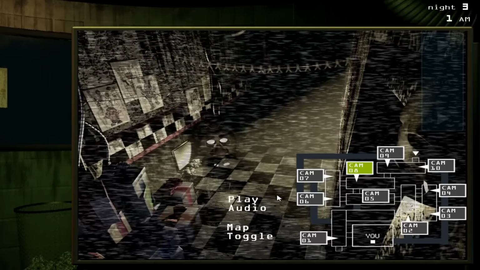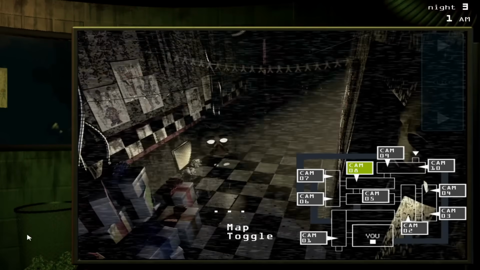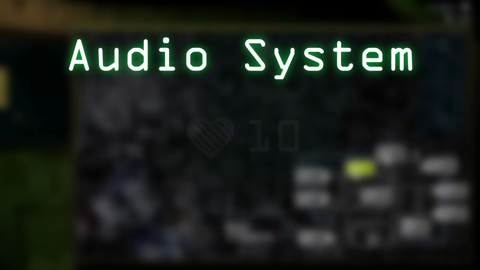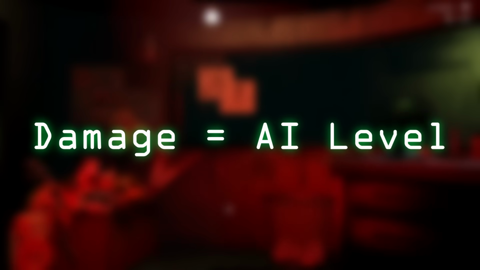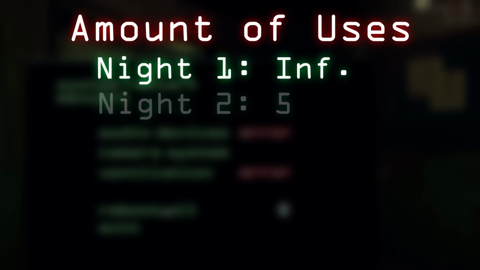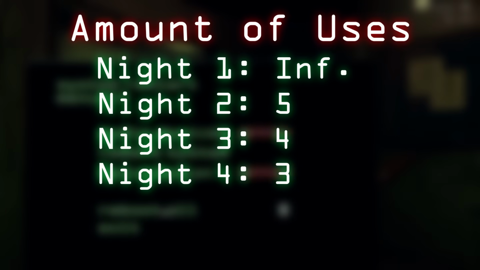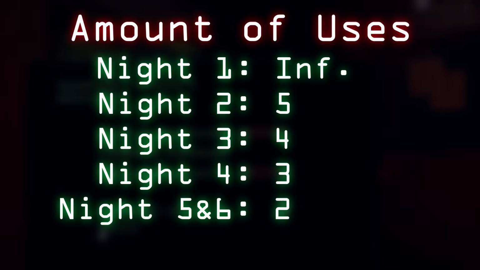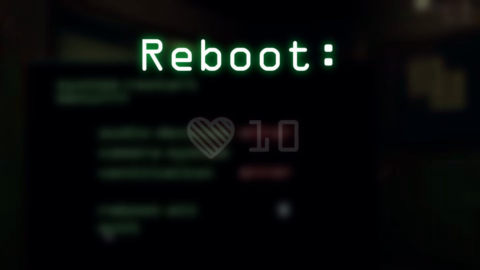Each time the player uses the audio lure, the audio system will receive damage, and at a certain point he will get an audio error. The audio system has 10 health points, and each time you use it, a specific amount of health is subtracted. The subtracted value is equal to Springtrap's current AI level. So, to summarize, you have infinite uses on night 1, 5 uses on night 2, 4 uses on night 3, 3 uses on night 4, 2 uses on night 5, and 2 uses on night 6 before the audio system breaks. Rebooting the system sets the health value back to 10.